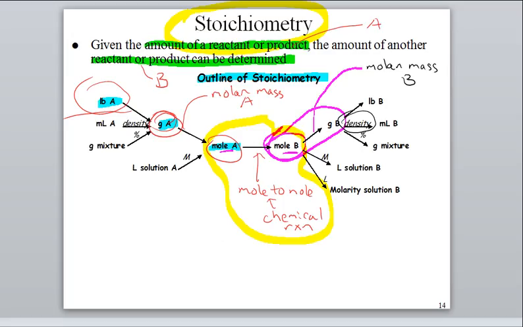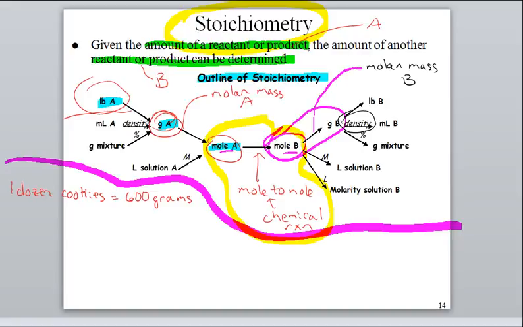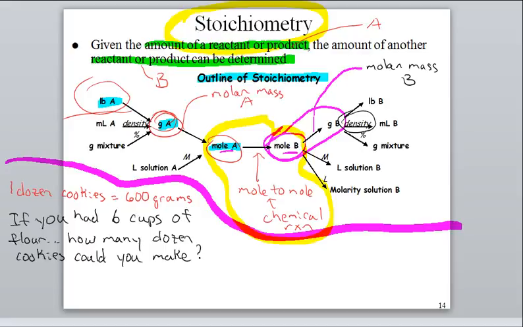Let's assume that 1 dozen cookies, when you make that, the mass of that is 600 grams. 1 dozen cookies equaling 600 grams, that's like molar mass. It's analogous to molar mass. The recipe is analogous to a chemical reaction. So let's ask a question. So here's the question. If you had 6 cups of flour at home, and using that recipe we just had on the previous page, how many dozen cookies could you make?